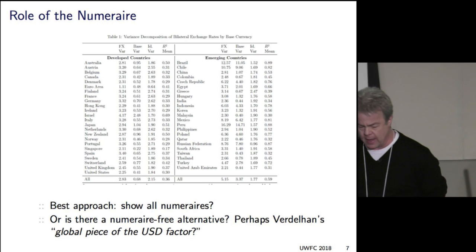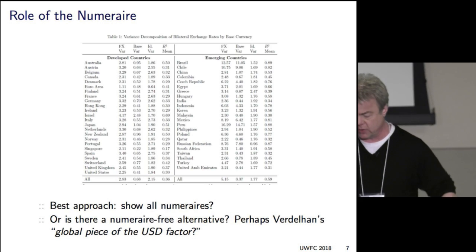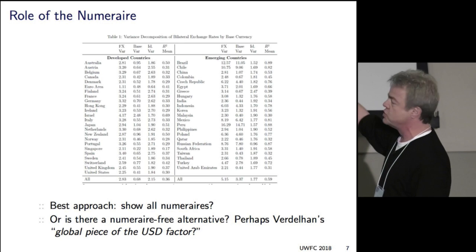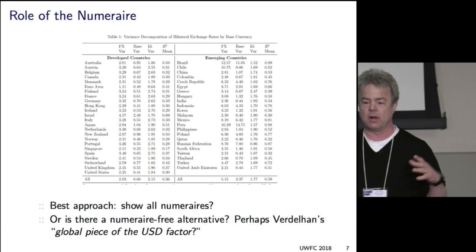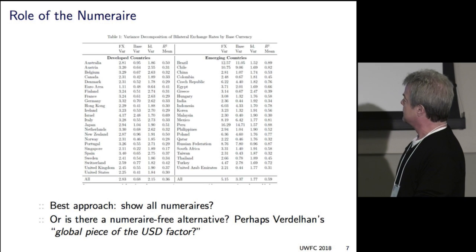So the numeraire matters a lot for measuring common variation and what currency risk is associated with that. So it got me thinking about, is this the right way to deal with this? Just make a huge table where we've got all the numeraires there. Is there some way to make this lower dimensional? Is it the best way to show all the numeraires?